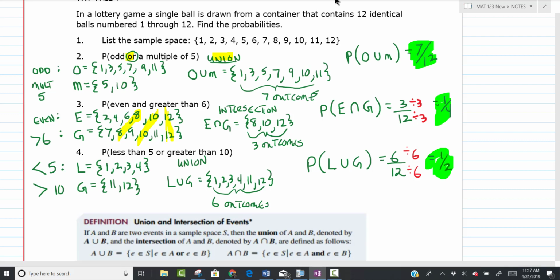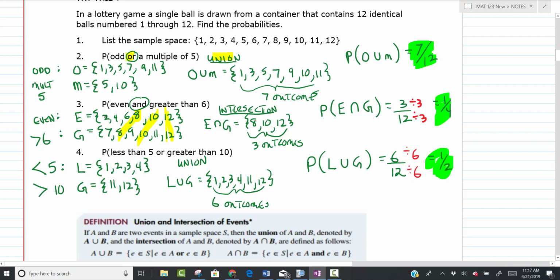You can do these problems in your head if you're pretty careful, but it's best to just identify the sets and carefully write everything out. Okay, the next problem was the probability of even and greater than 6. So since it's an AND problem, then it's an intersection.